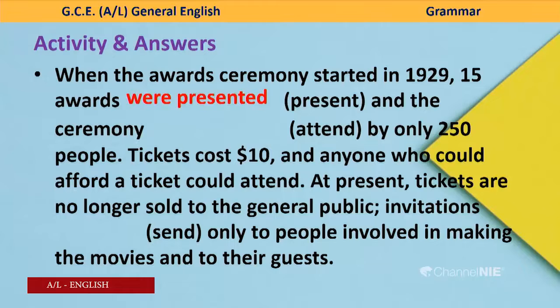So, let us look at the answers. When the awards ceremony started in 1929, 15 awards were presented and the ceremony was attended by only 250 people. That is the past tense, so you have to use were presented, was attended. Invitations are sent only to people involved in making the movies and to their guests.